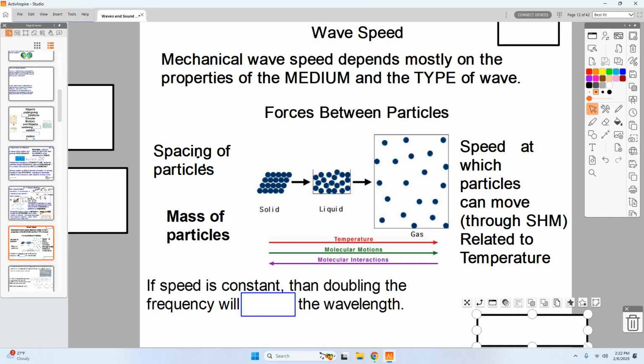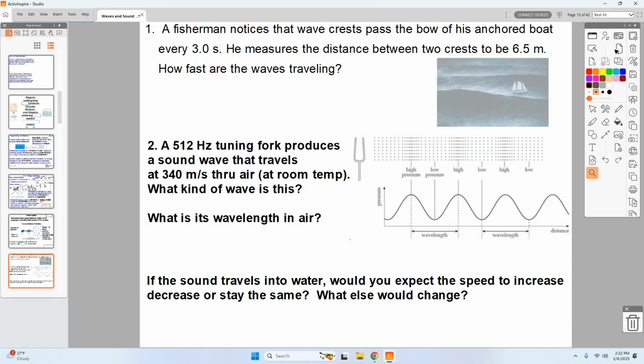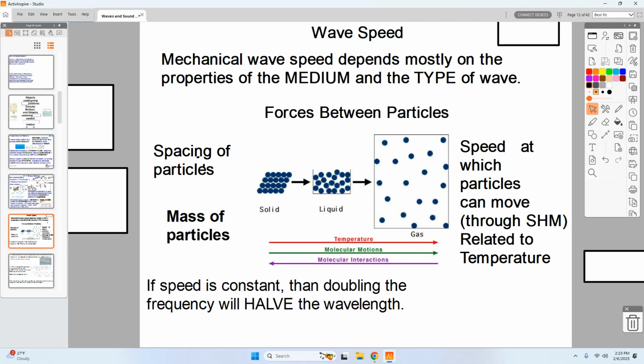Now, something that I don't know if you get in your chemistry class, because I know you use the equation for this, but I don't know that you understand the underlying physics of that coming from chemistry. So I want to take a moment and talk about this relationship. If speed is constant, and the purpose of that Rubens tube is to show you what happens when the speed is constant, doubling the frequency will halve the wavelength. What that means is that these two things are inversely related. There's an inverse relationship if speed is the same.